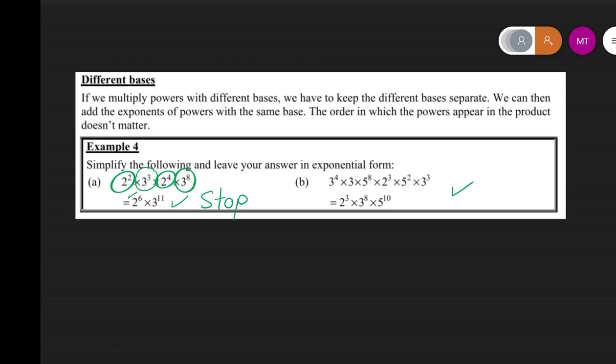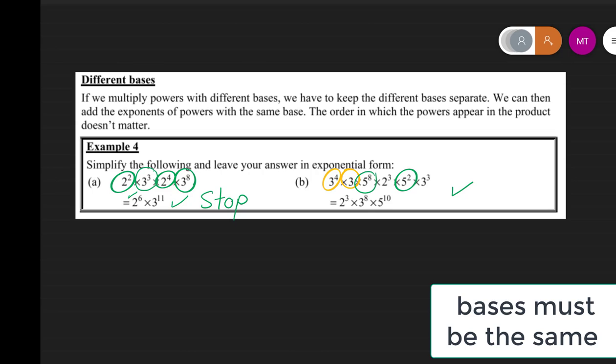Also look at the example in B. It's the same kind of thing. Find all the bases. You can use the same color. For example, all the 3's in one color, all the 5 to the powers in another color, and that will make it easier for yourself.